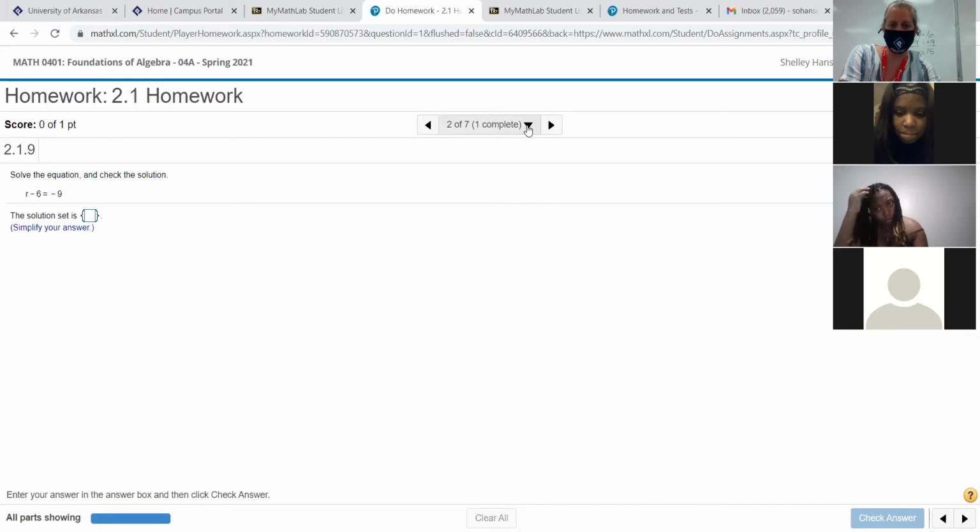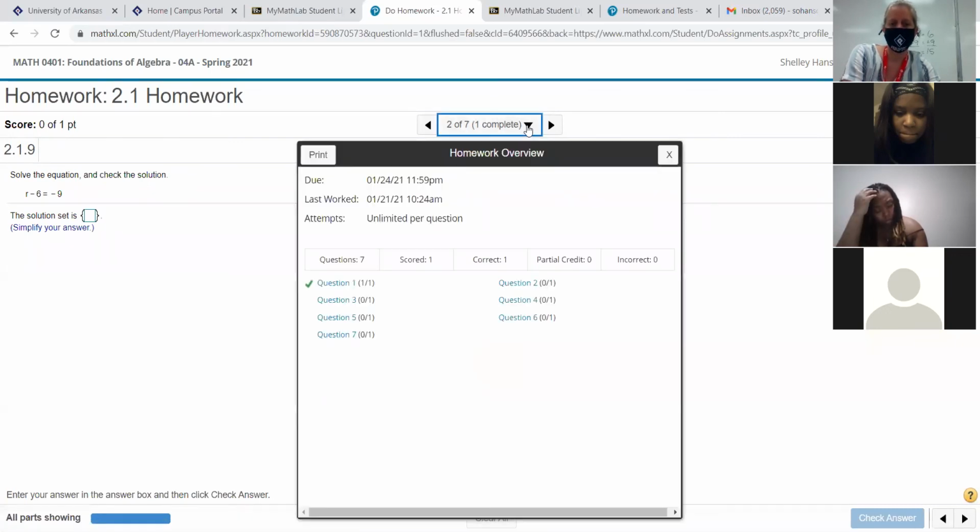If you click this down arrow right here, say you did part of your homework but you can't remember where you were. This down arrow up here tells you which ones you have green checks by and which ones you either have a red X by or nothing by. Those are the ones that you need to go in and work.